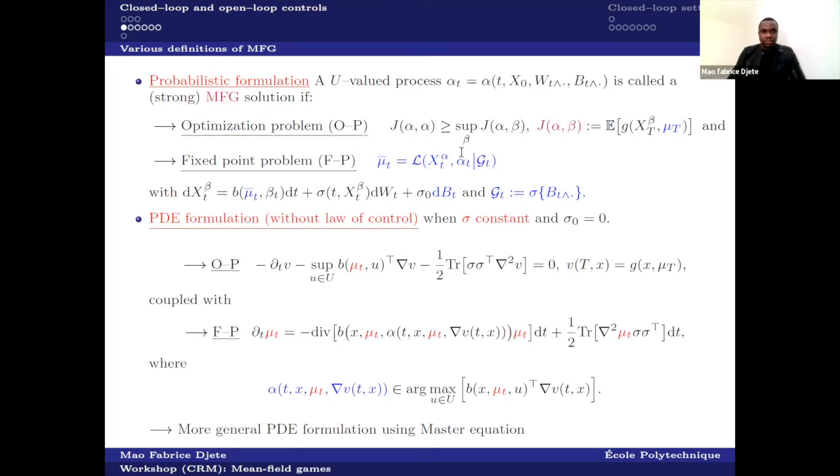So as usual, there is also the PDE formulation. Here, I consider a very simple situation. Anyway, in this talk, I'm not going to talk a lot about the PDE formulation, but just in case, I put it. So there is the classical HJB and Fokker-Planck equation. Of course, there is a much more general formulation using the master equation, but I'm not going to talk a lot about that during this talk.